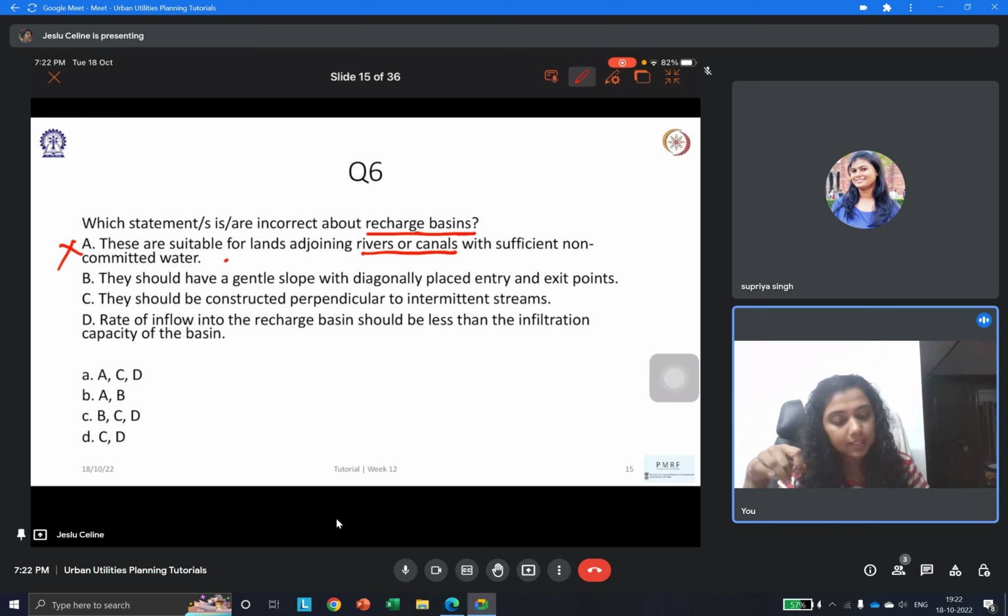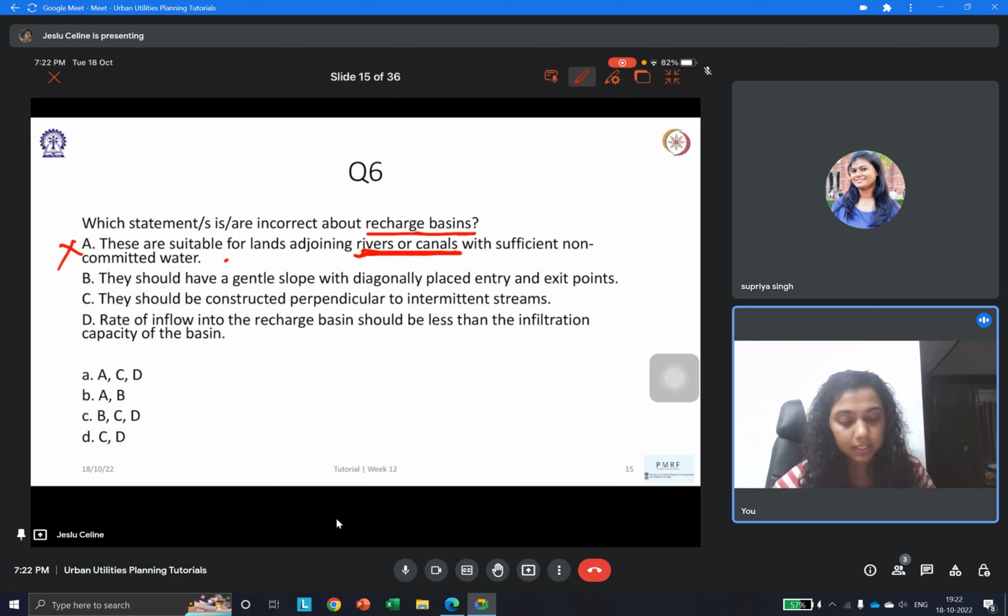Ideally, these are suitable in lands adjoining rivers or canals because we can easily take water from rivers or canals and, using artificial or natural methods, though mostly artificial, we can inject or put this water after some treatment. If it is river water, maybe much treatment is not required, but if it is impure water, then after some filtration we can put it onto the groundwater for groundwater recharge. Those kinds of methods we have also studied.